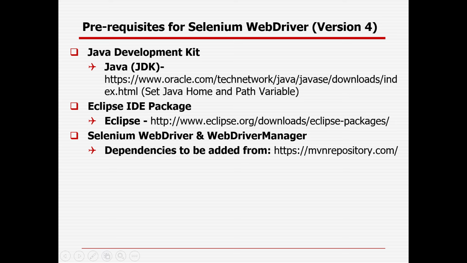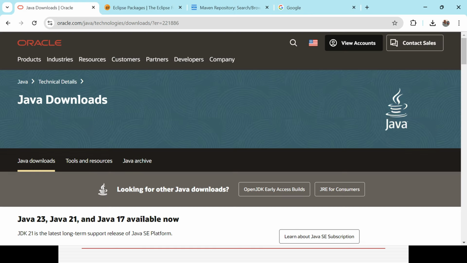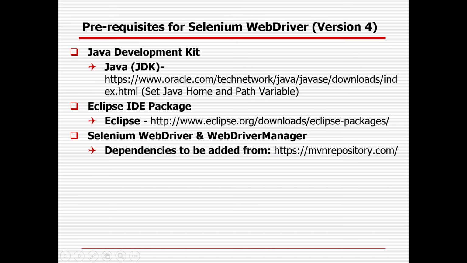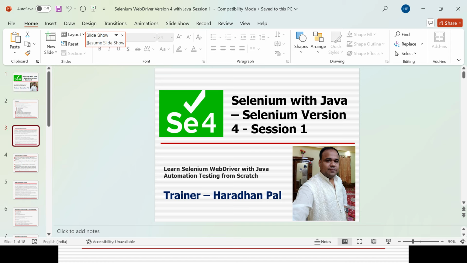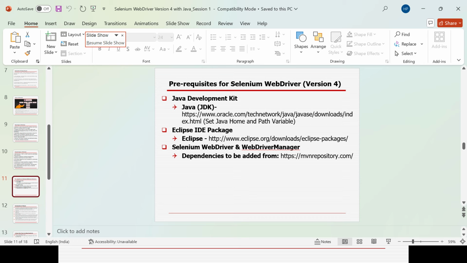The first thing is Java. This is the URL, you can open it in case Java is not installed. This is the Java site, and you can see nowadays Java 23 is available. If you open that Java URL, just copy that link. This is the link, you can copy it.